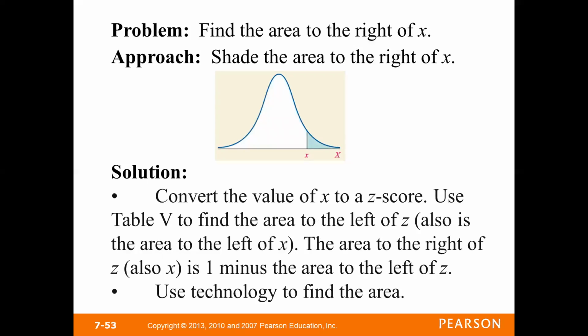To find the area to the right, we'll go through the same process. We will first convert the value to a z-score. We'll then look it up in the table so that we can see what the area is to the left of x. We'll then take that away from 1 to get the area to the right.